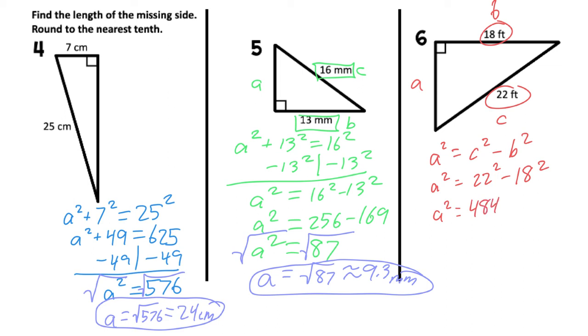484 minus 324, and the difference is 160. We can then take the square root using a calculator, and we get about 12.6 feet as our missing leg.